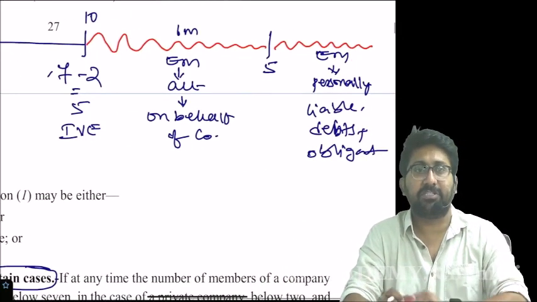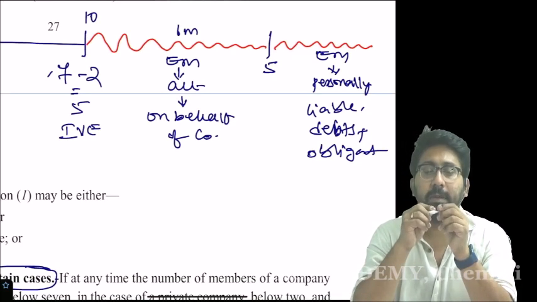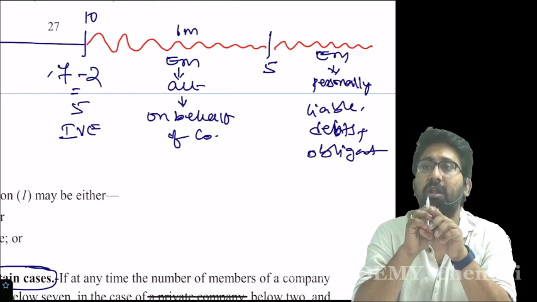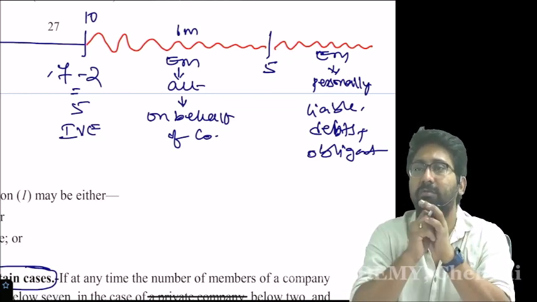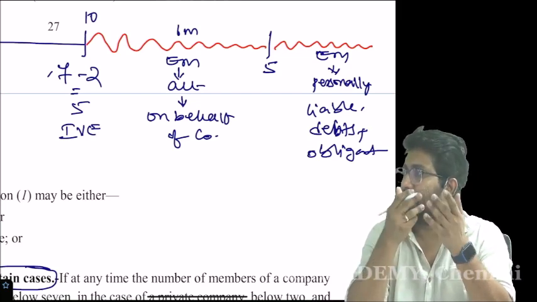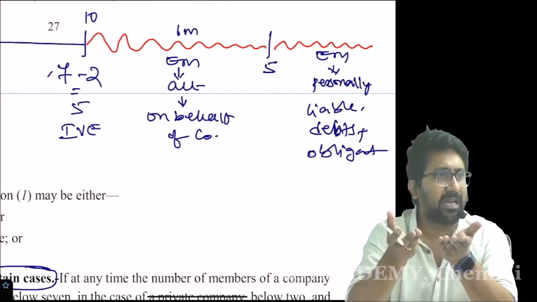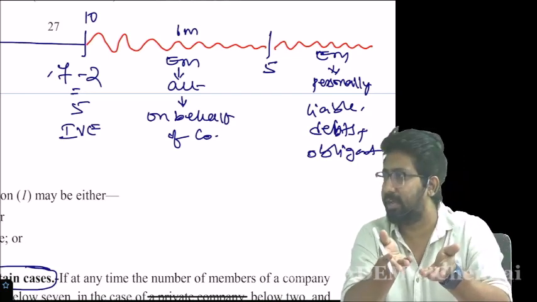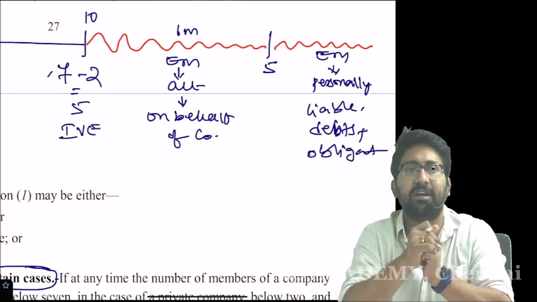Point number 1. Which type of company is ours? The minimum number of members required is 7. Then only I will call it a public company. But the number has fallen to 5. Why? Can you stop it? You can't stop. Suddenly it occurred. 7 became 5. But that's not my mistake. If he died, what is my mistake? So it's not my mistake. Suddenly why are you calling our company an invalid entity?